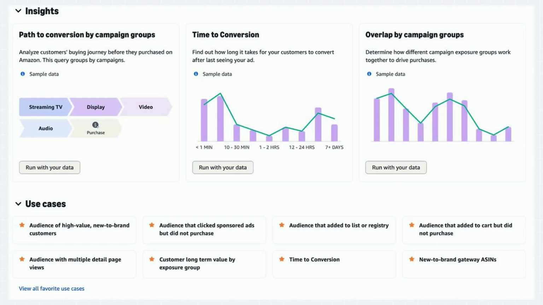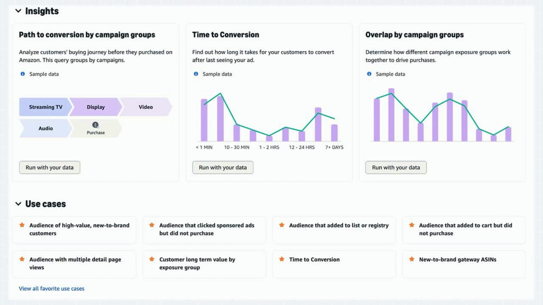But time to conversion is a cool one. We actually have this built into a lot of our insights that we like to share with clients. And what we can see is, how long does it take our customers to convert after they last saw our ad? Now, this isn't considering the first search, right? That can be different. But after they saw an ad, do they add to cart and check out immediately? Do they keep it in their cart for a few weeks? What does that look like? This is where you can find that data.